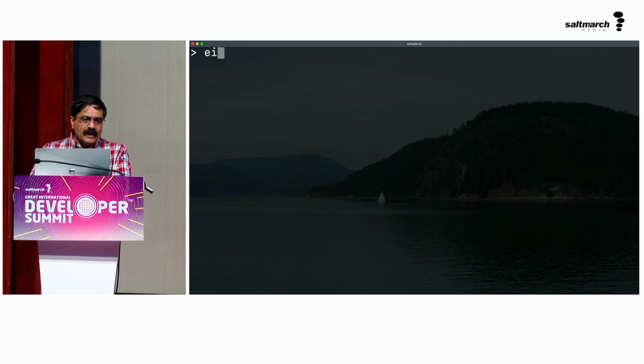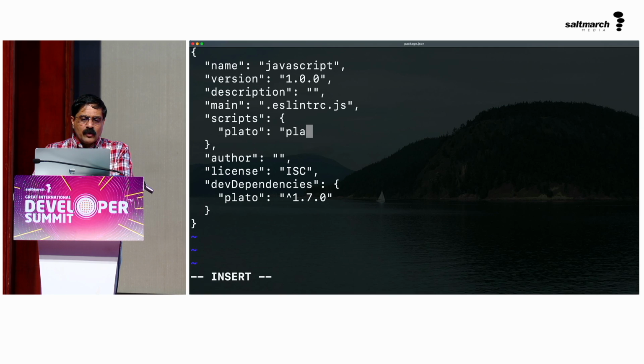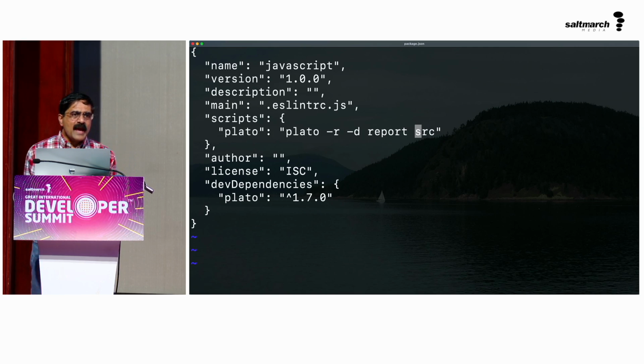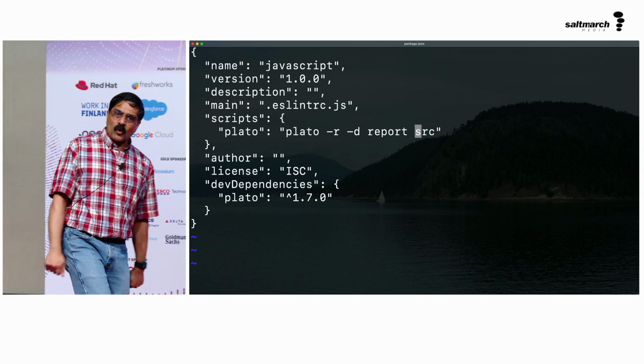So I'm going to edit the package.json right there, and here is Plato that has been installed, as you can see. I'm going to say plato, and I'm going to run Plato right there with -r -d report, and the source directory is what I'm going to look at. So I'm going to ask Plato to measure the quality of code in my source directory.